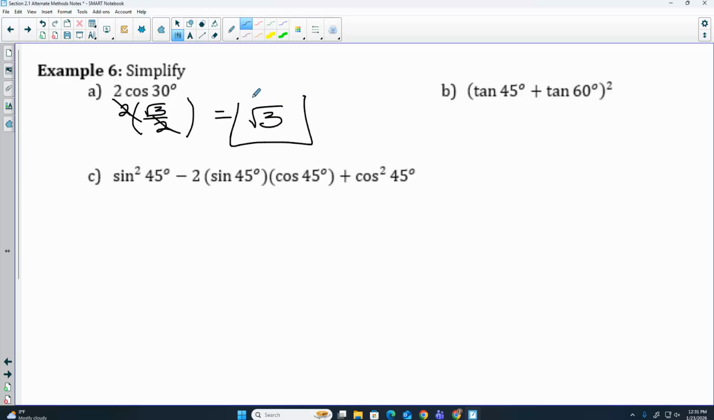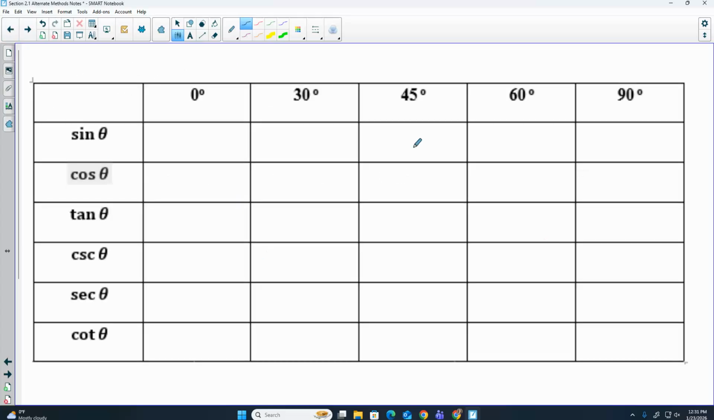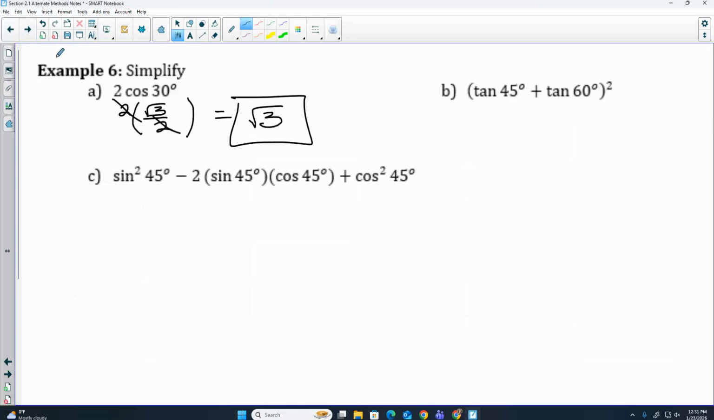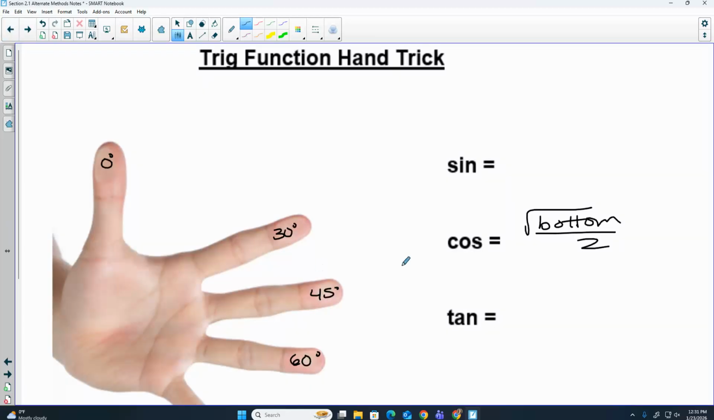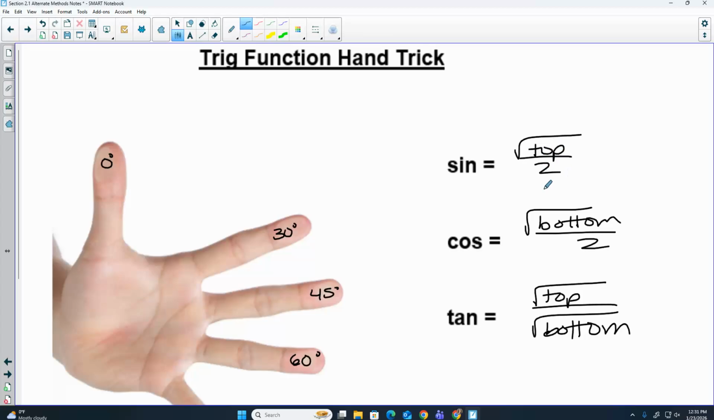Okay, we also filled out this table yesterday. Remember I gave you like 4 copies of that table. We'll practice it again in a little bit today. All right, B, the tangent of 45 degrees plus the tangent of 60 degrees, squared. So we're going to use our hand trick. Tangent is the square root of the top over the square root of the bottom. Remember, sine was the square root of the top over 2. Tangent is just sine over cosine, so radical top over radical bottom.